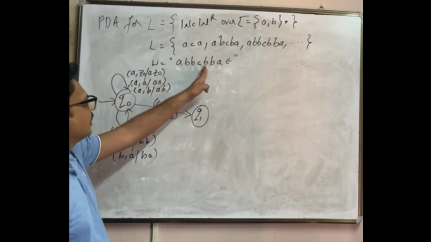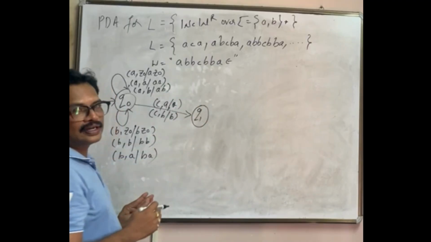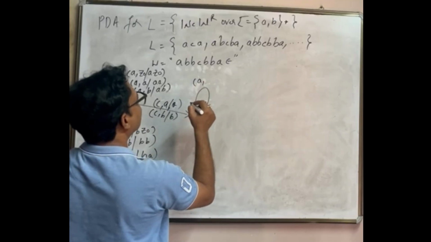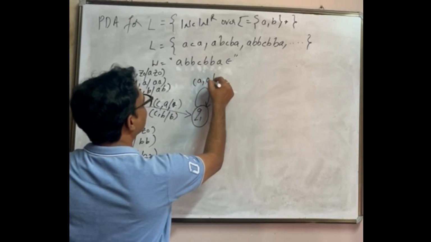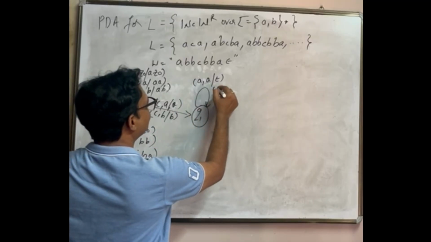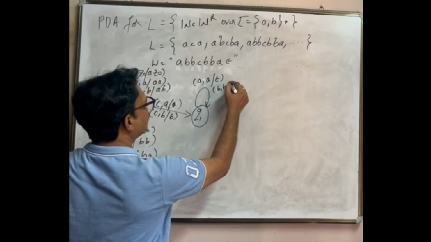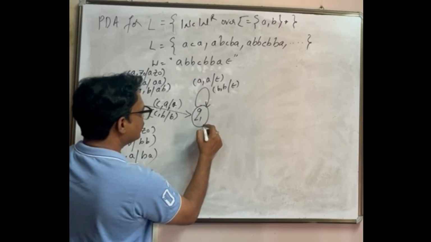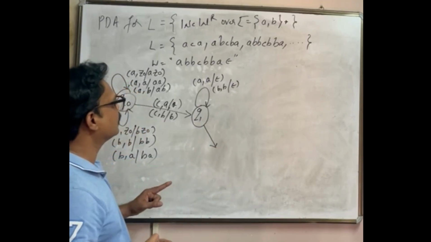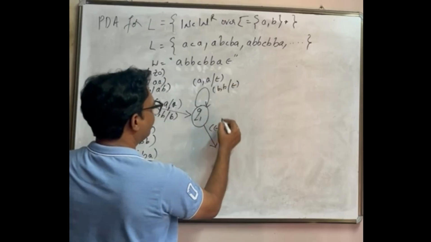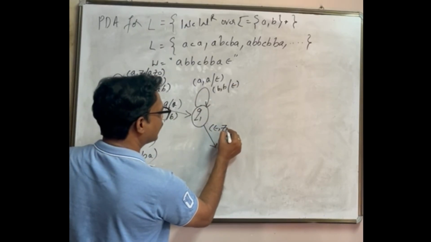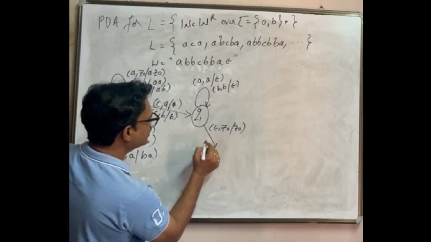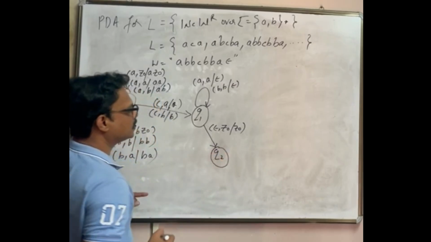Now in Q1, when it starts reading subsequent symbols after C, suppose it reads A and on the top of the stack there is an A, it pops. And if it reads a B and on the top of the stack there is a B, it pops. Next, when it reads an epsilon, if there is a Z0 on the top of the stack, it remains as it is. When it reads an epsilon, it changes its state to Q2.